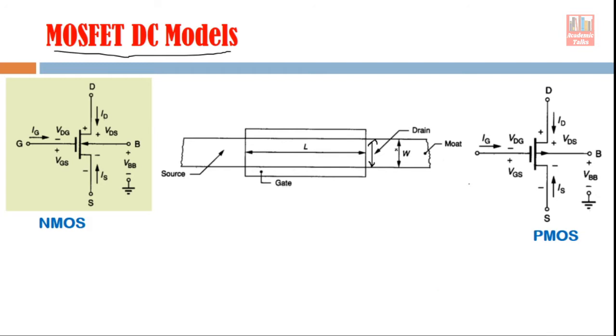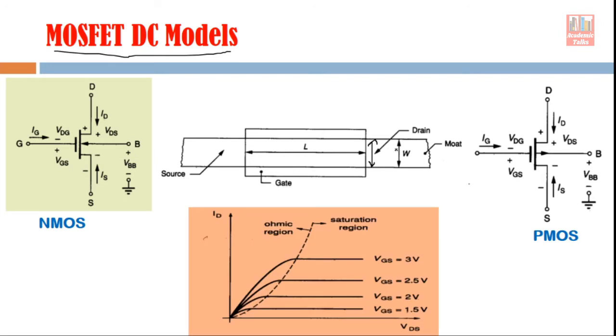Now the characteristics of MOSFETs look something like this. On the x-axis is the drain source voltage, the voltage between the drain and source terminals, and on the y-axis is the current, which is the drain current. Drain current and source current are the same in a MOSFET device. The output characteristics look like this, and they are drawn for a constant gate source voltage. The lowest curve is for a gate source voltage of 1.5 volt. For different gate source voltages, different curves are shown here.